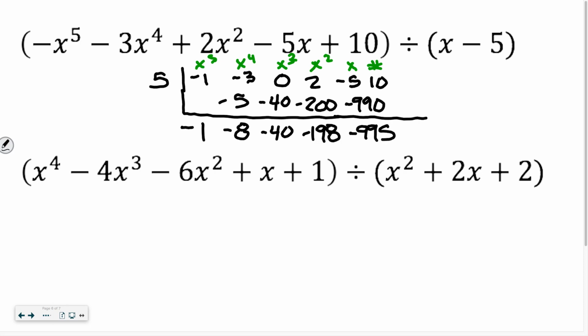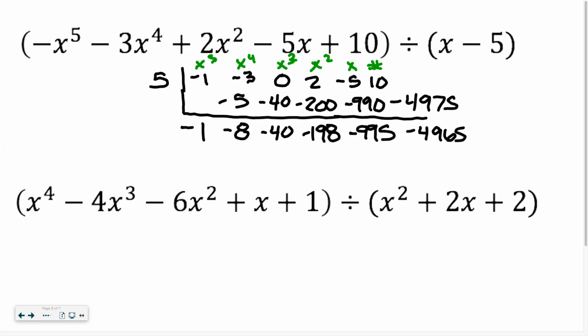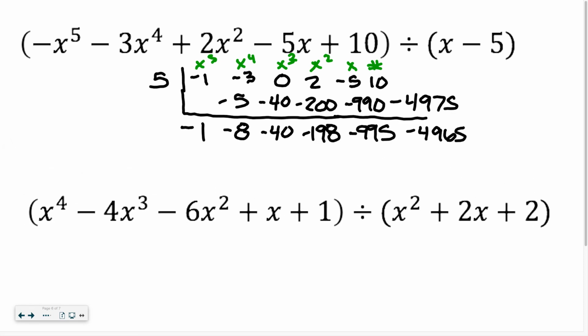And that's -4,975, right? Oh, yes. So that's -4,975, and that's with the 10. And then I will get negative 4,965. I'm glad I'm not doing long division right there.